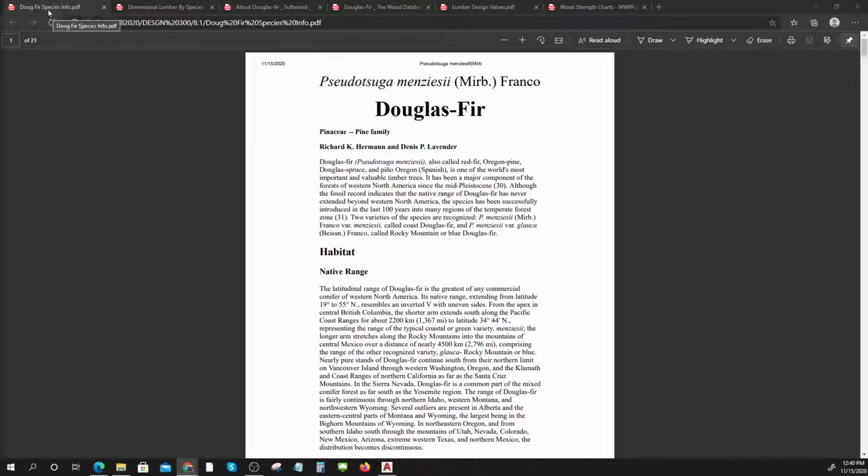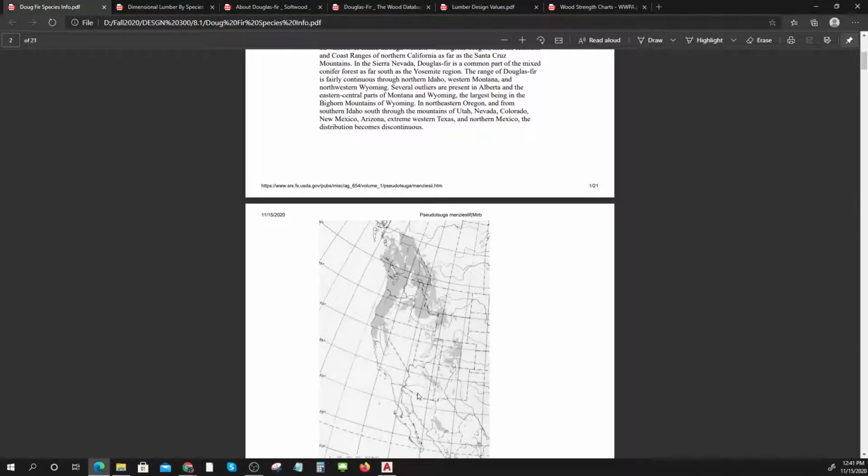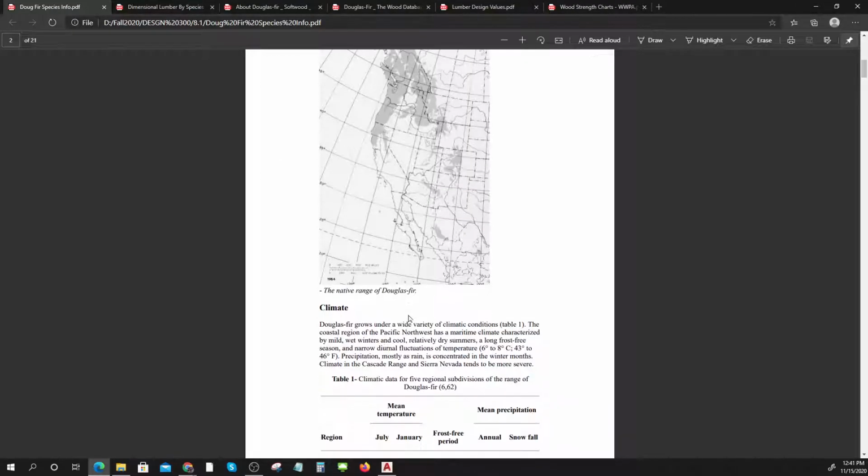The first one is Doug fir species information. And so, there's some of its native range right there. It's telling me where it grows. So I might be able to use that information. And there's a picture of where it grows. So that is more information. That's about its environment and where it grows.